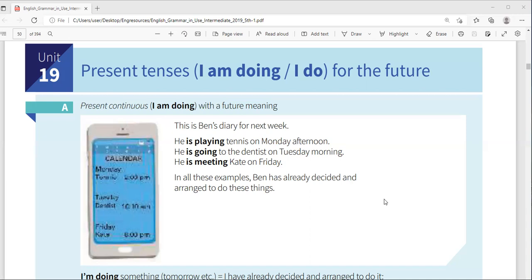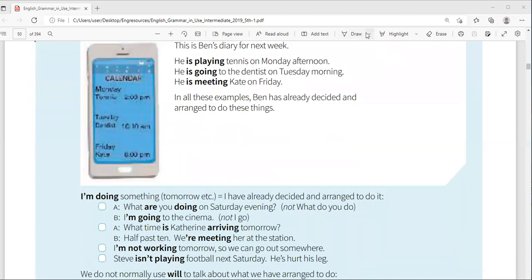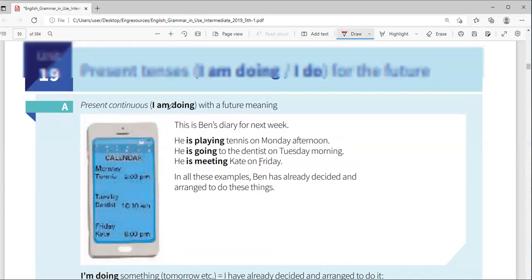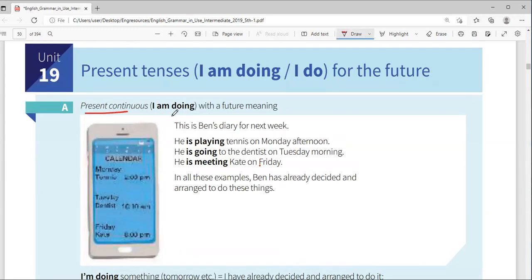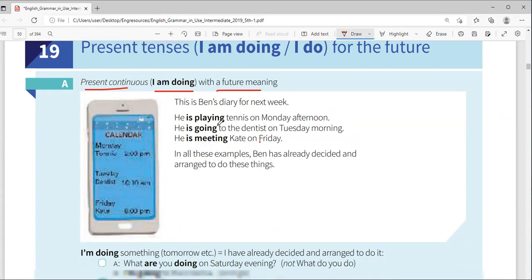But when you tell people about our arrangements, things that we have planned, things we decided before, we use present continuous for the future. And don't forget, don't say only I'm traveling. You must say the time in the future. Otherwise, it will become like present continuous. So let me look for my pen here. So present continuous, I am doing with a future meaning.